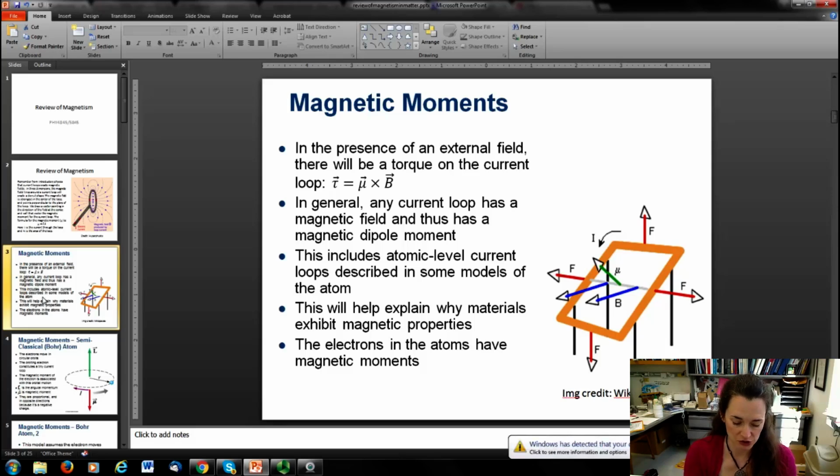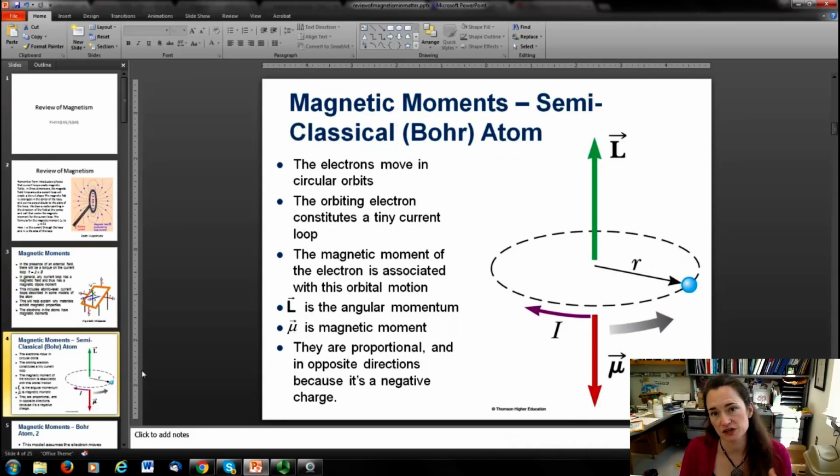If you think of an electron orbit as a little tiny current loop, and then that electron orbit has a magnetic moment associated with it, then you can understand why an atom might rotate to align with an external magnetic field, or rotate in another direction as well. But anyway, there'll be a torque on that atom in the presence of an external magnetic field due to the little current loops made by the electron orbits, okay? The electrons in the atom have magnetic moments. So, because it's easiest to visualize from a semi-classical model of the atom, like the Bohr model of the atom, we're going to use this as our jumping off point.